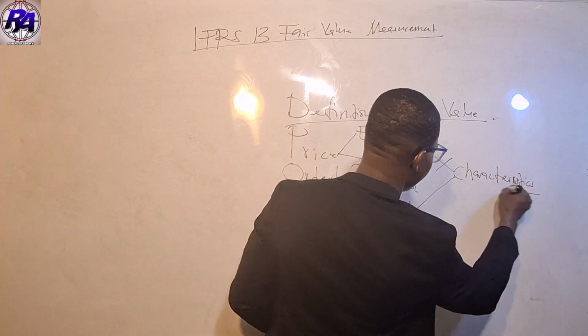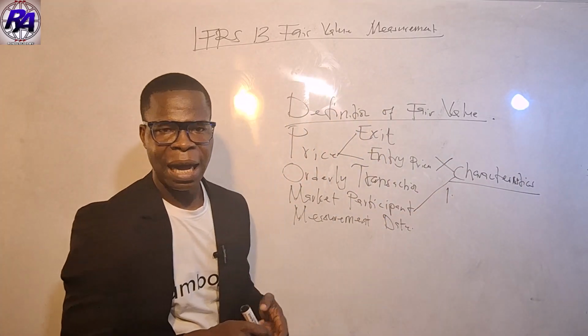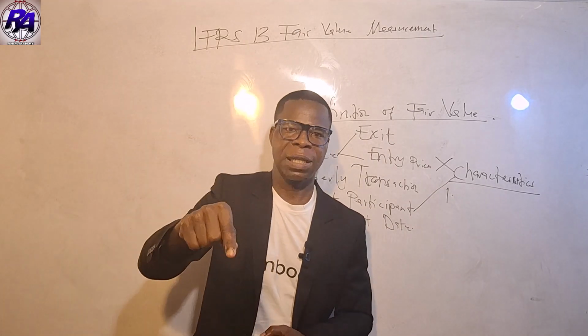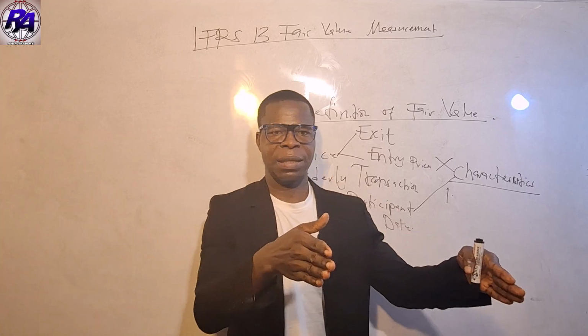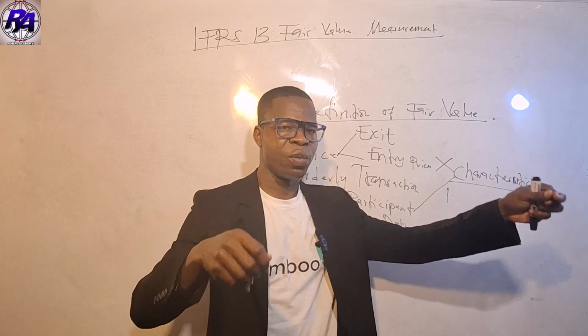Characteristic number one: these market participants are independent of each other. So market participants are not related. They are independent of each other. They don't have any relations with each other.